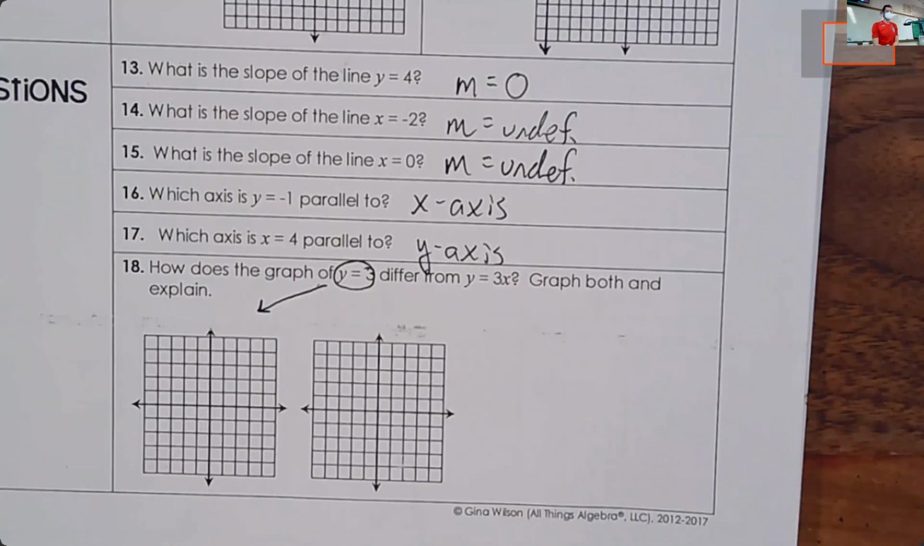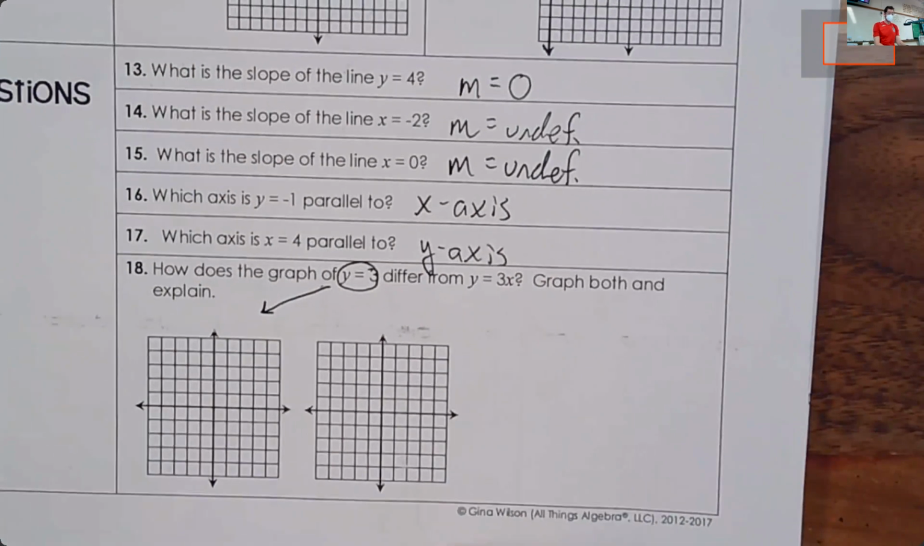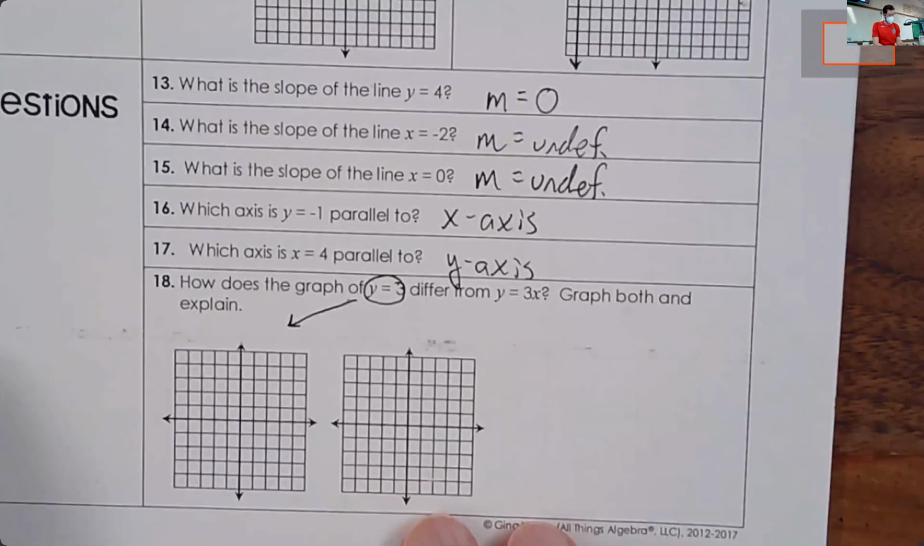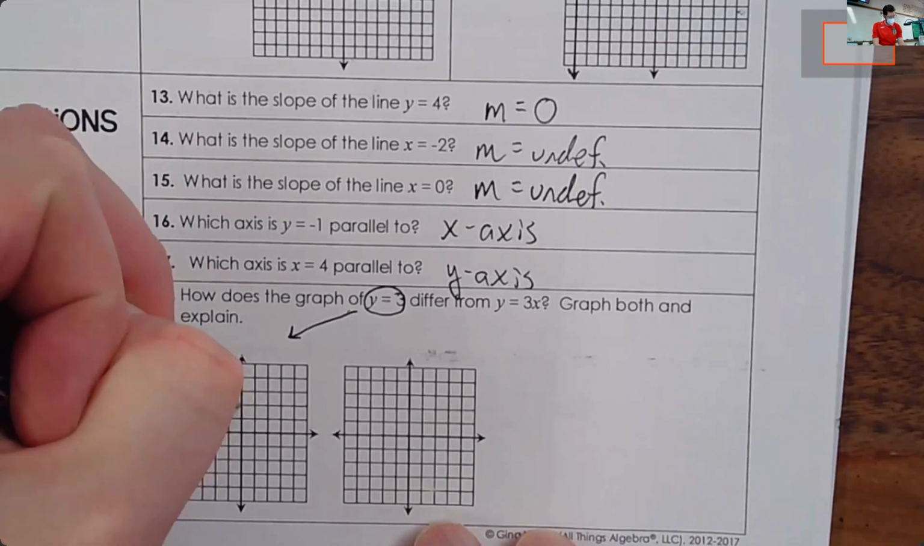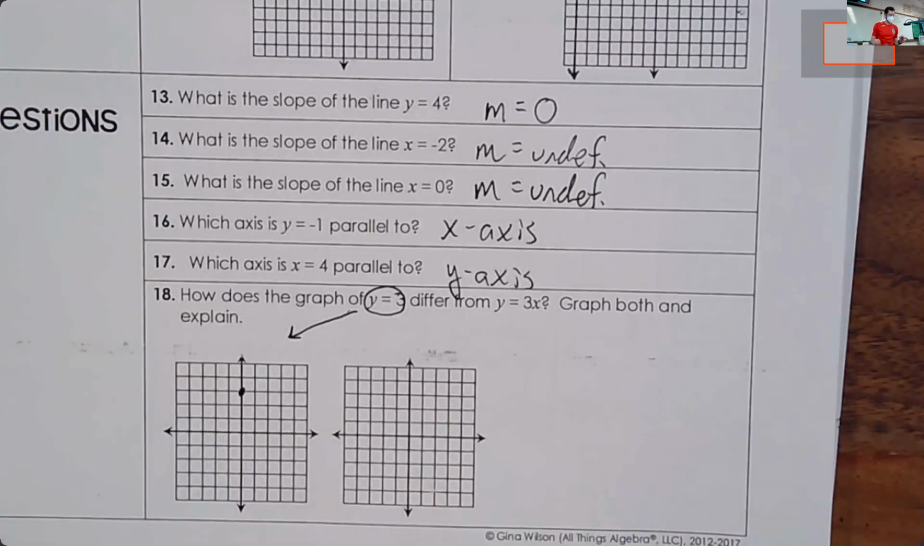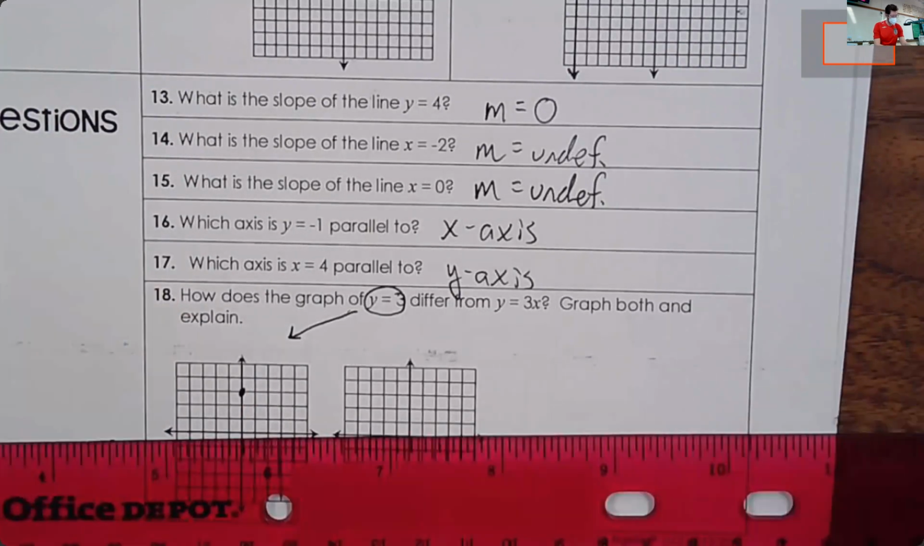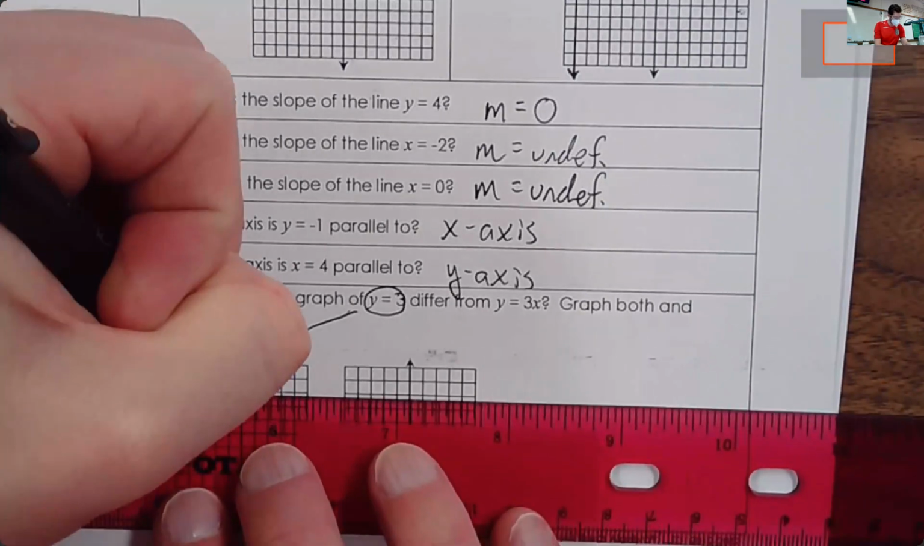And y equals 3 is just like what we've been working on today. It's a horizontal line. We put a point on the y-axis at 3. So we're going to go up 3. 1, 2, 3. Put our point. And then we'll just draw our line, which is horizontal, straight across.